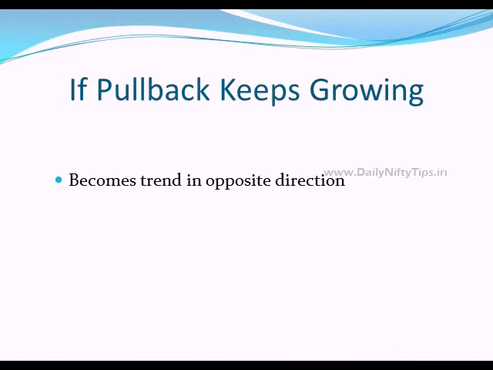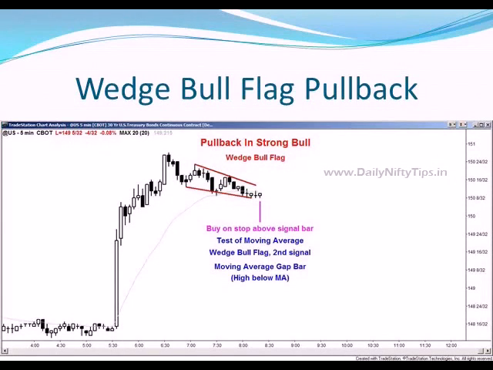If a pullback keeps growing, like if you have a bull trend and you have a pullback and a high 4 that forms and the market just keeps trending down, the pullback can become a trend in the opposite direction. For example, here's Treasury bond futures, a huge bull spike, huge follow through, so traders are looking to buy a pullback. Pretty climactic, might be an exhausting gap.